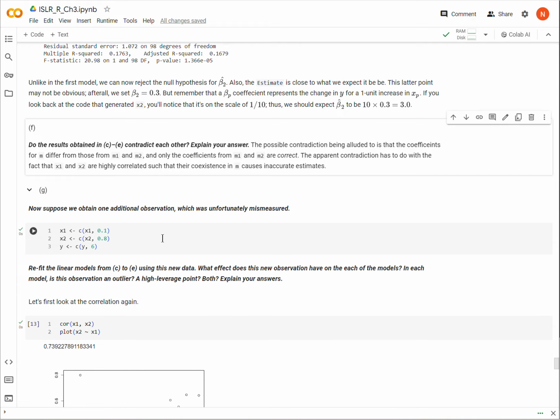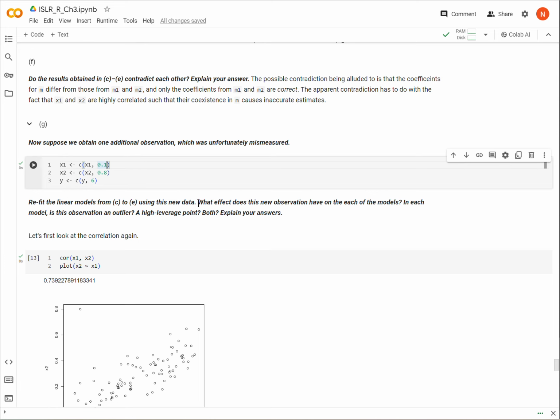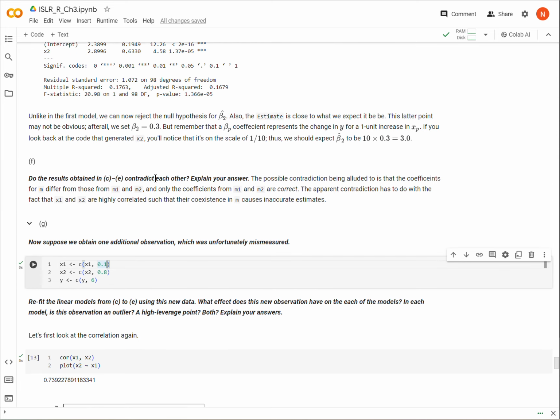So now in G, we are going to add an observation to everything. On x1 we get this, and on x2 we get this, and then the outcome variable is 6. So it's the exact same data plus one more data point. And we're going to run all the regressions again.